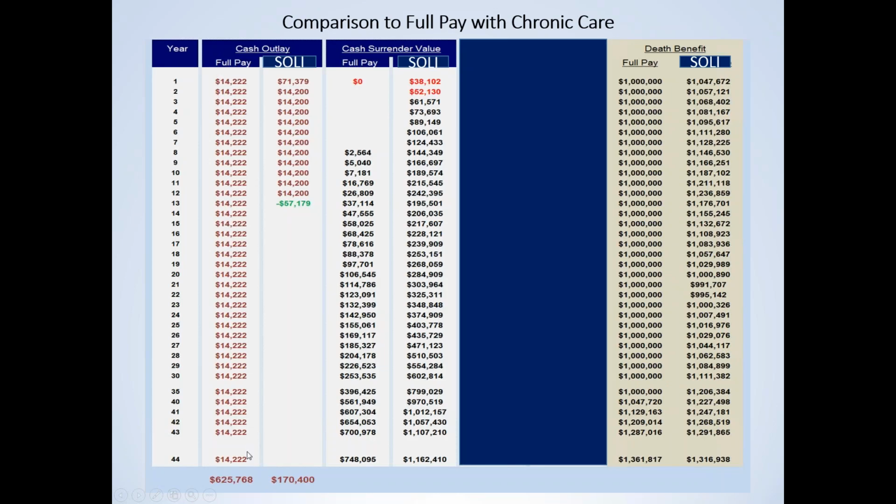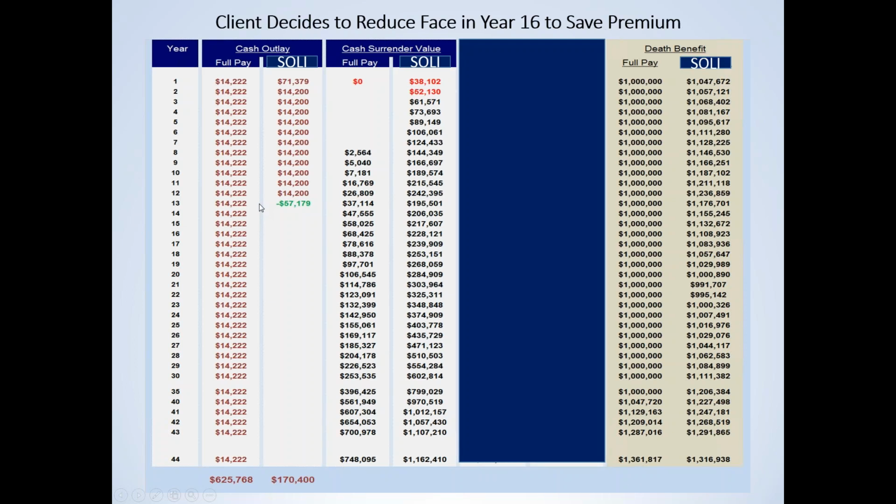A full pay is coming in at $14,200 forever, which I don't think he would buy in the first place, but if he did, he would spend $625,000 in order to have about $1 million of insurance. We can get that done for $170,000. And oh, by the way, the client's got way more money than what they've spent by the time they get the refund. The client gets its refund and there's still more money left than what he paid. You just totally crushed the competition with this.